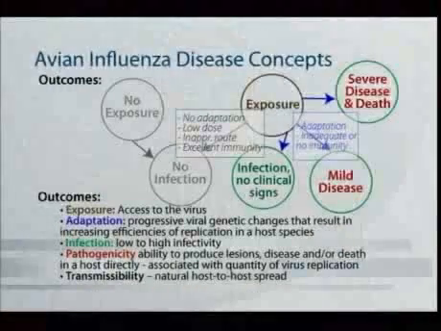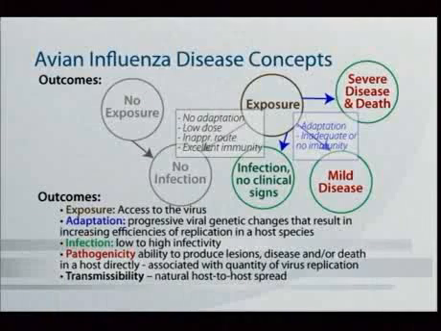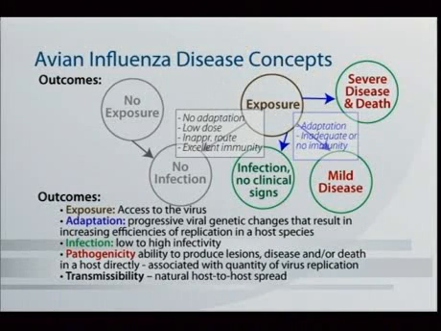When we look at some basic disease concepts, there are various outcomes we have to look at, and one of them is exposure. It's quite obvious there are only 2 choices: either no exposure or exposure. With no exposure, because of the lack of the virus exposing a susceptible host, there's obviously no infection. But even if there is exposure, you may not get infection. For example, if that virus is adapted to a wild bird species, exposure to domestic chickens may not produce infection because the virus is not adapted.